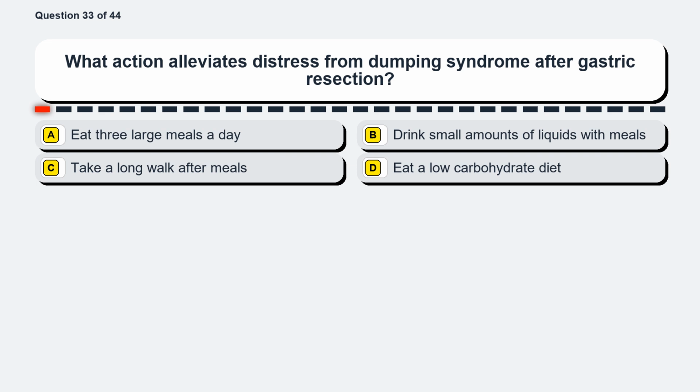Question 33. What action alleviates distress from dumping syndrome after gastric resection? Option A. Eat 3 large meals a day. Option B. Drink small amounts of liquids with meals. Option C. Take a long walk after meals. Option D. Eat a low carbohydrate diet.